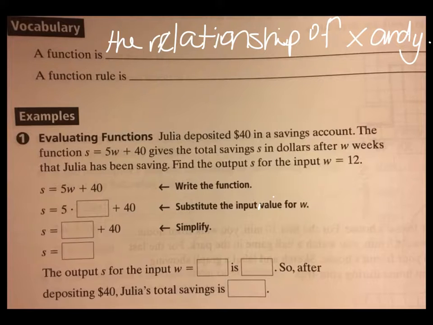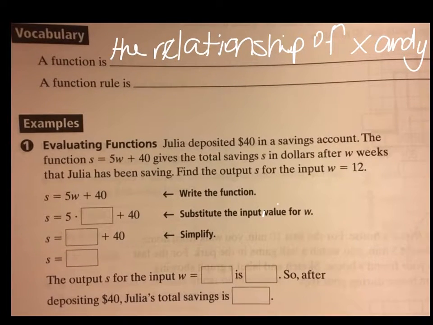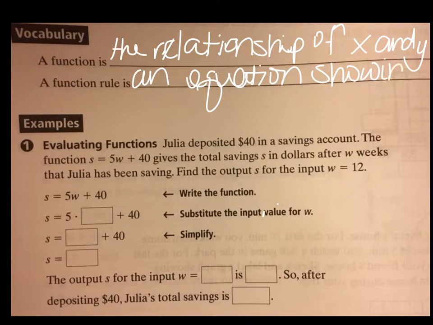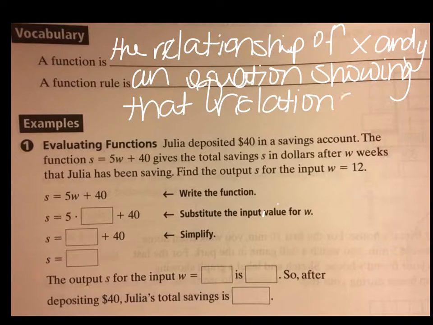A function rule is an equation showing that relationship. Sorry, it's a little messy. So a function is the relationship of X and Y. A function rule is an equation showing that relationship.